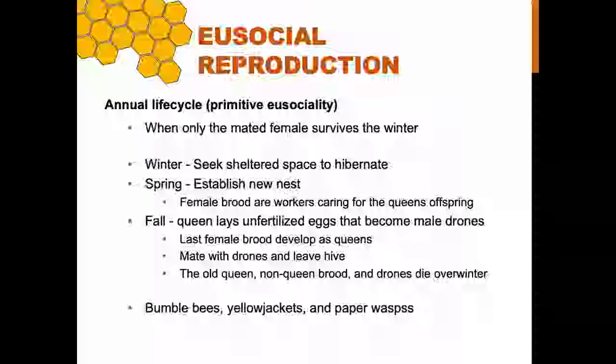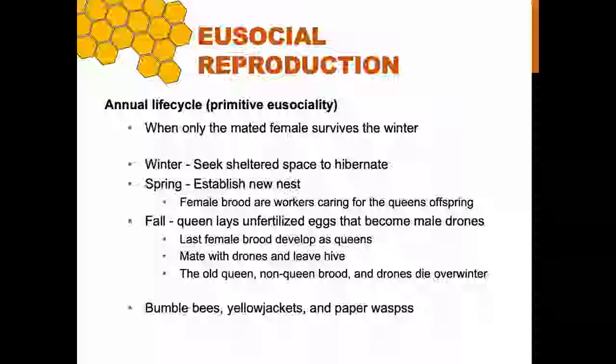So, as far as eusocial reproduction is concerned, we wrapped up with annual life cycle. So just as a review, these are the more primitive versions of eusocial society as we know it. In this case, the idea is that all the workers, all the drones, everybody except for the mated queen die off during the winter time. So basically, you have a fertilized queen during the winter time. She goes off and finds some sheltered place to overwinter, usually in a hole in the ground or some loose bark on a tree, just somewhere a little bit sheltered.